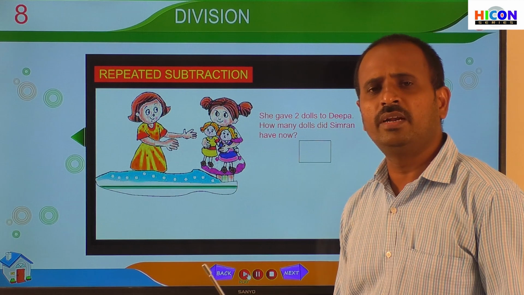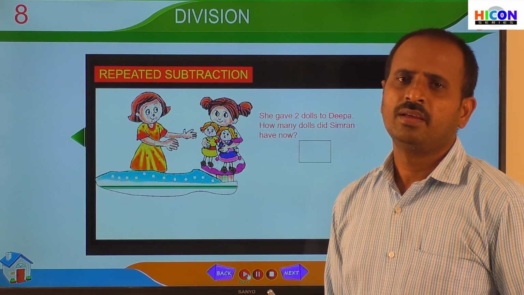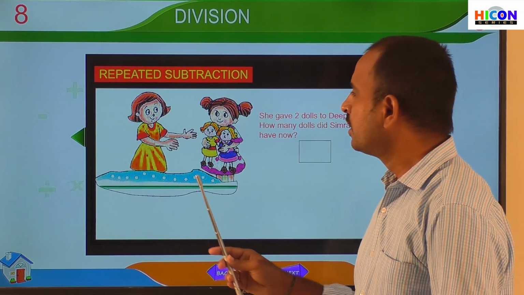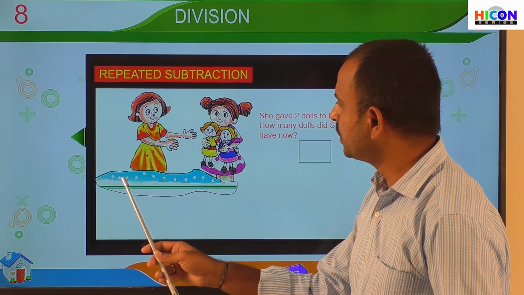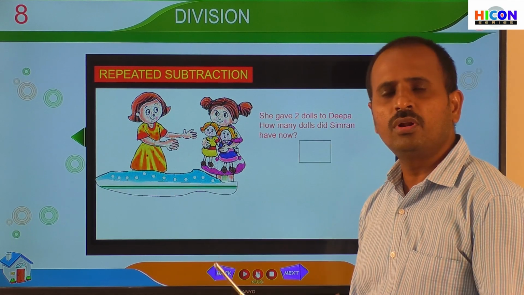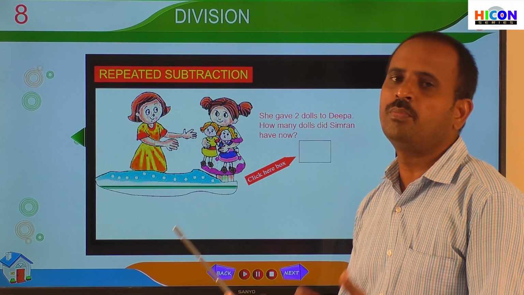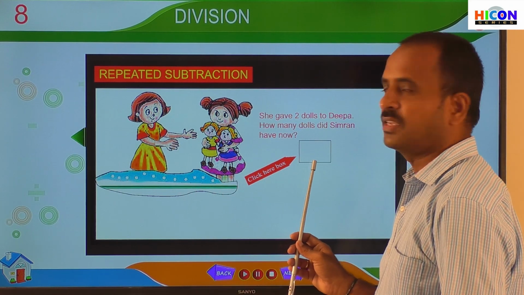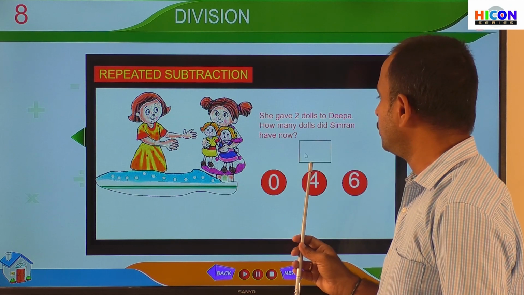So children, already she has 2 dolls left here. And again, she gave the remaining 2 dolls to her friend Deepa. Then how many dolls does she have? Look at the picture. She has no dolls. No dolls means she has 0 dolls. So what is the answer here? The answer is 0.